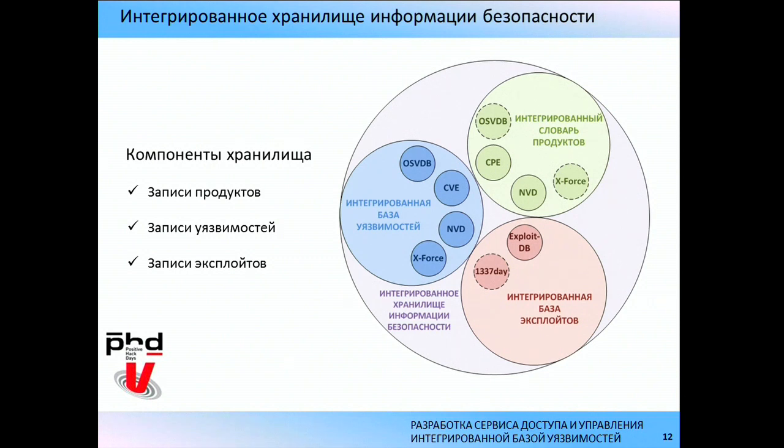Why do we need that? Of course, we decided not to stop at the integrated vulnerability database, and in the end we are implementing an integrated information storage. The components of the storage are records of products, vulnerabilities, and exploits. Exploits are sold for money. They're not in open access, but they show which products the exploits are relevant to.